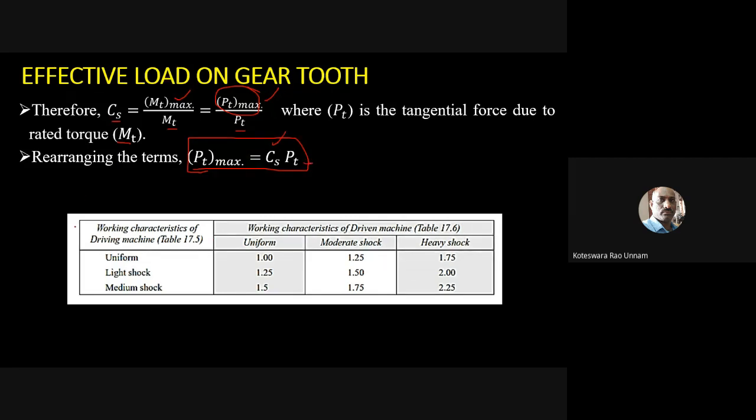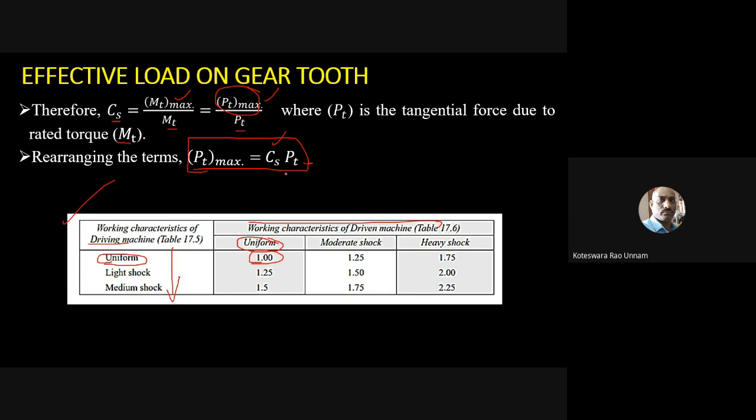Now you can see that in this table, depending upon the type of driven and driving gears, how the power is fluctuating is given. So we have different service factors. If we take the working characteristic of a driving machine, these columns are the characteristics of the driving machine, and row-wise these are the characteristics of the driven machine. Fluctuations can be there on both the driving machine as well as the driven machine. If both are uniform, that means the driving machine is uniform and the driven machine is uniform also, then your CS is going to be 1.